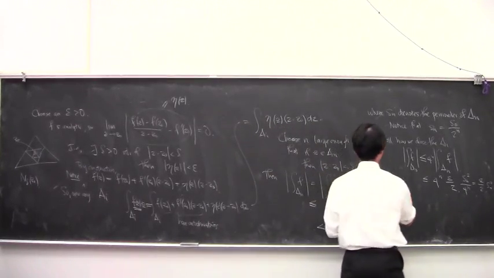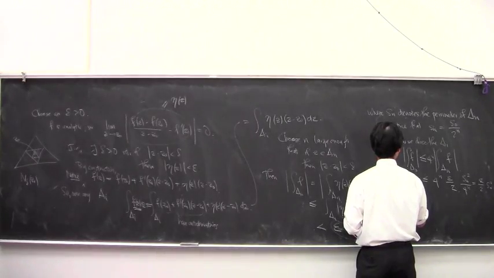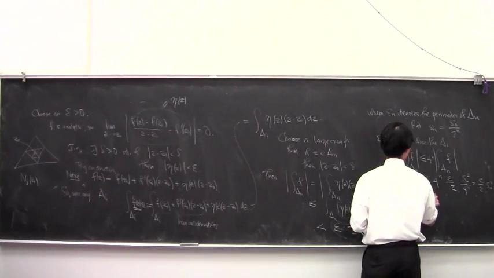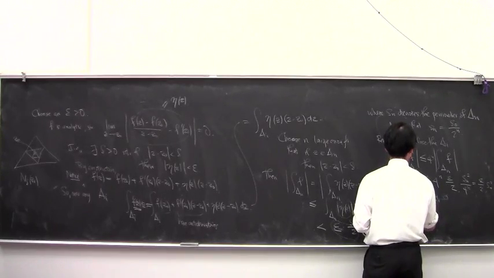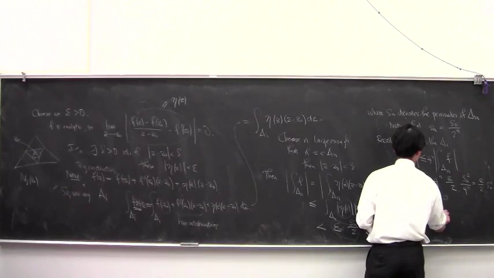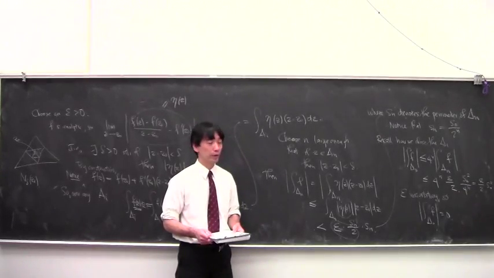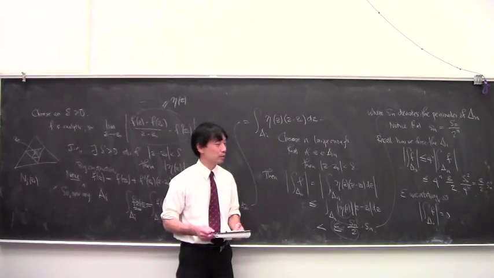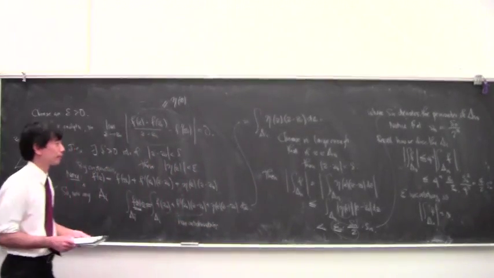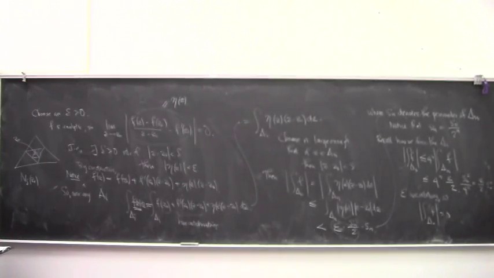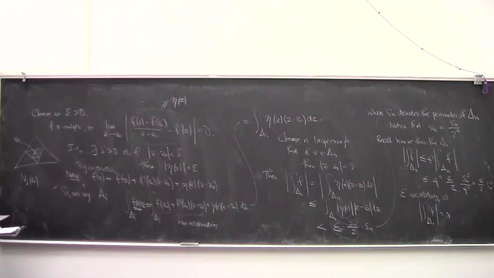But epsilon was arbitrary. So we see that this thing is smaller than epsilon over 2 times this constant for any epsilon bigger than 0. So you can make it as small as you want. So that's the proof of Cauchy-Goursat.